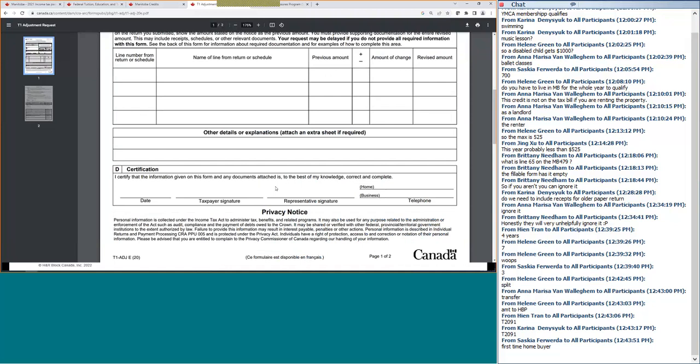If it's something really straightforward, I'm just adding some union dues, I'm just correcting an RSP deduction, there's no reason to get the taxpayer to come physically into my office and sign it. I just need their permission to do it. They've asked me to do it. I work on it, and I can sign it myself.